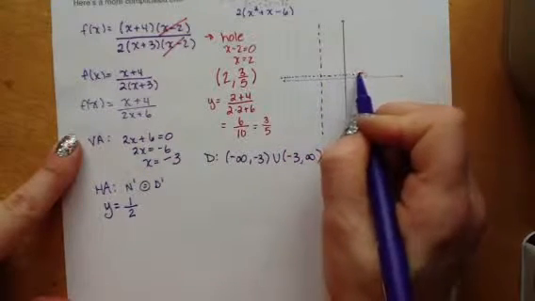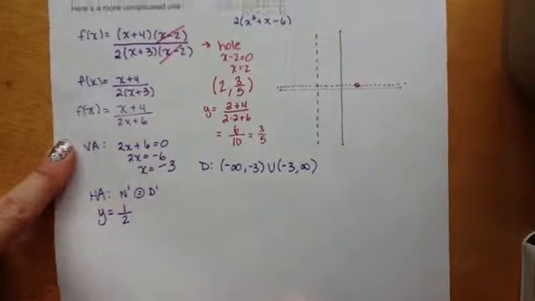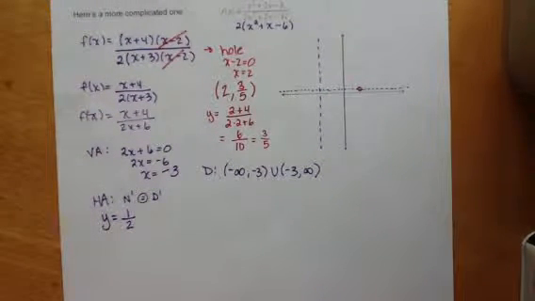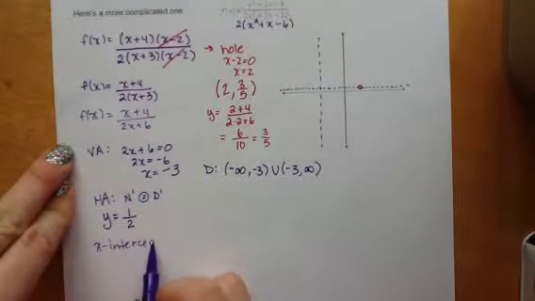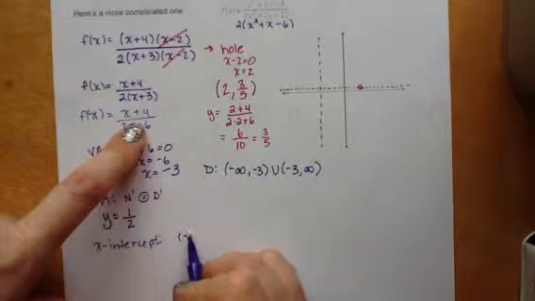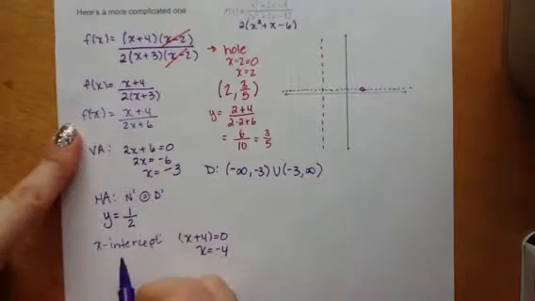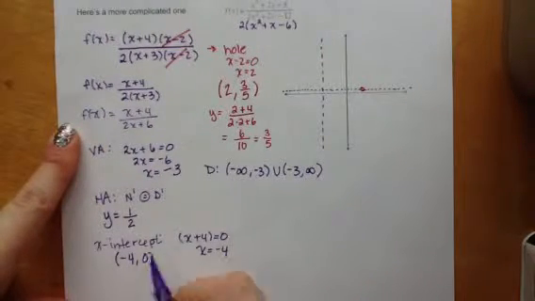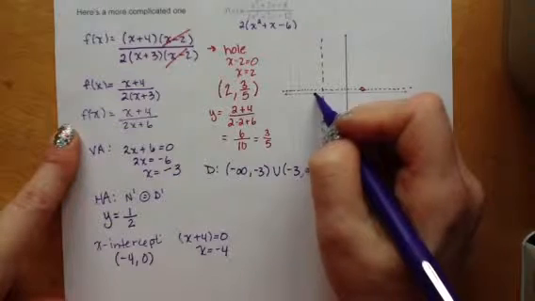Which is going to be slightly below our hole, which was at 3/5. After the horizontal asymptote, we wanted to find x-intercepts. X-intercepts are found by setting the numerator equal to 0. So x plus 4 equals 0, so x equals -4. So we have an x-intercept at (-4, 0) right here.